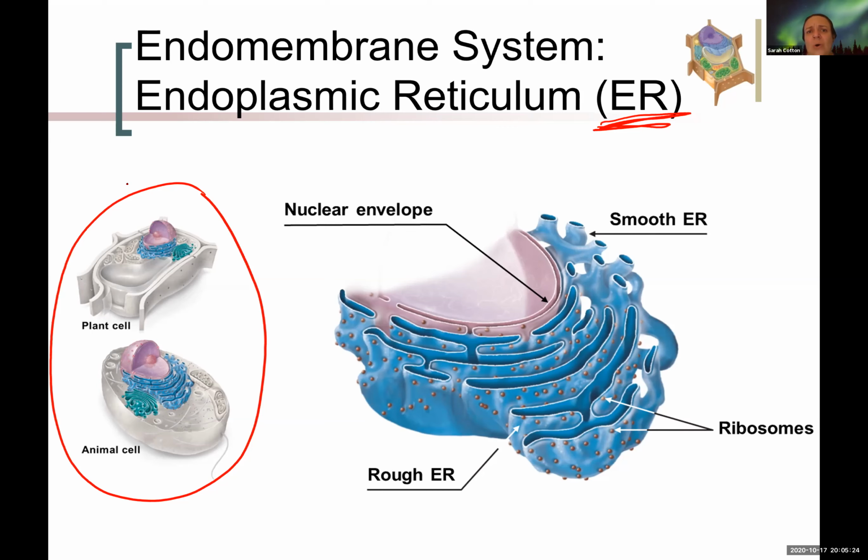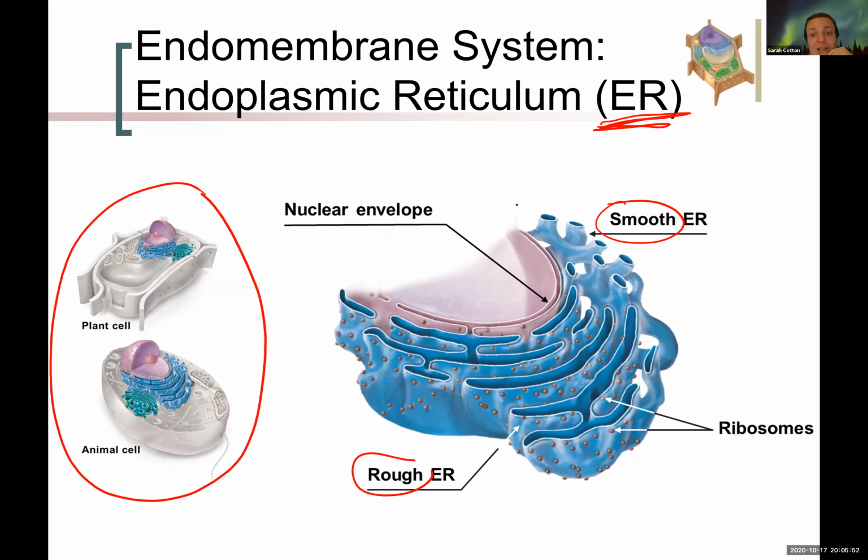Okay, so endo means inside. You already know that, right? Because of endocytosis. And then membrane just means membranes. So essentially the endomembrane system is a bunch of membranes inside of the cell. So the first part of the endomembrane system is the endoplasmic reticulum. It comes in two varieties. It comes in a rough variety and a smooth variety.